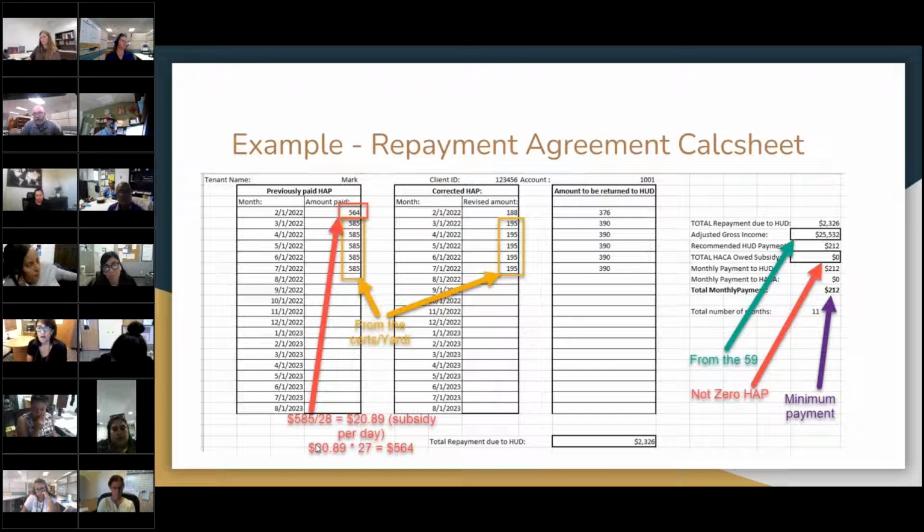But essentially, if none of your certs are zero HAP, then no, we don't have to worry about the total HACA owed subsidy, which is definitely a separate issue from, say, a security deposit refund or a security deposit installment agreement that wasn't paid, or partial payments that were accepted. That's not what we're talking about at all. This is only zero HAP where the tenant rent is greater than the contract rent.